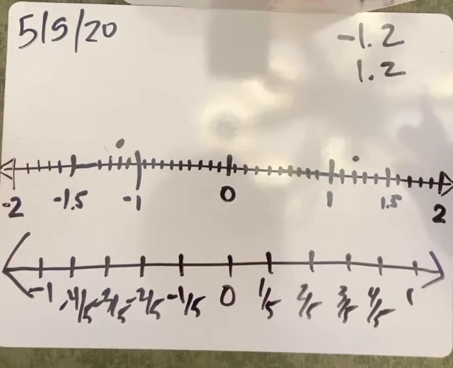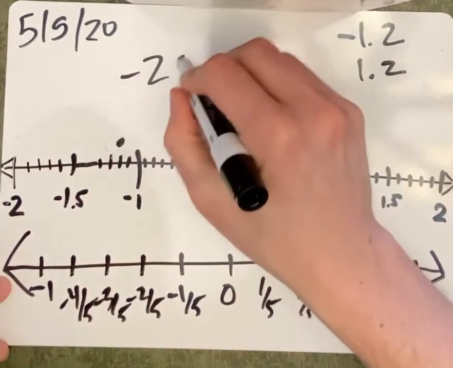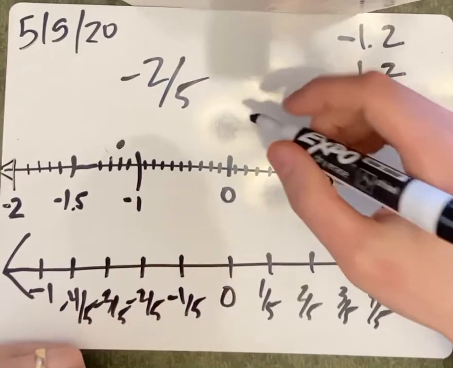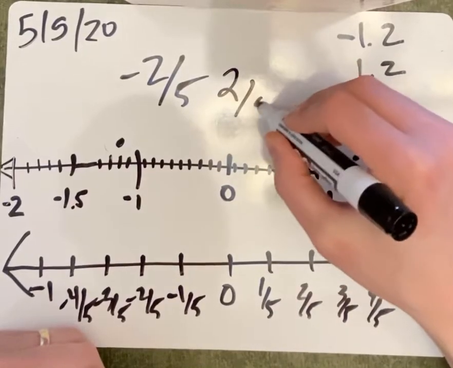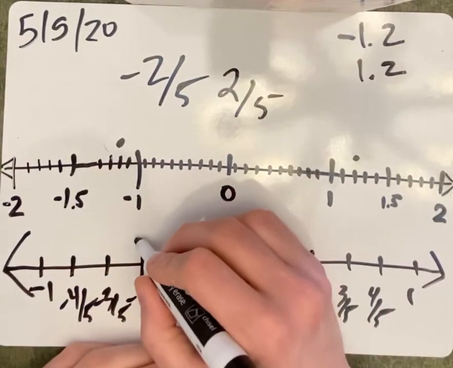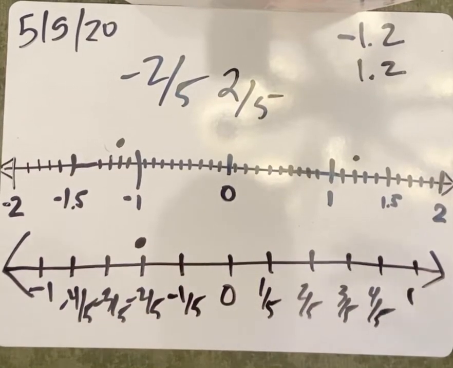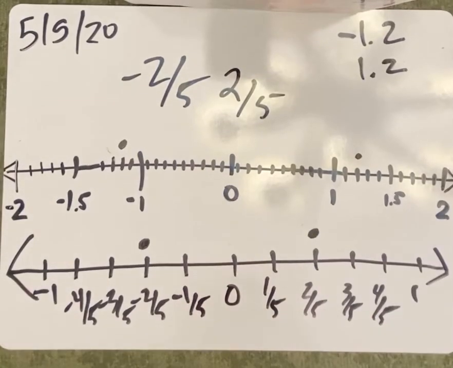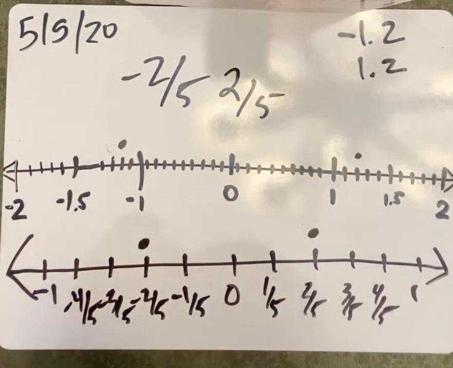Okay? So I'm going to graph -2/5. Before I do that, I want to know what the opposite of that is. The opposite of -2/5 is 2/5, right? So first I graph -2/5. And then I just graph the opposite. 2/5. And that's it, boys and girls. That's all they're asking, okay?